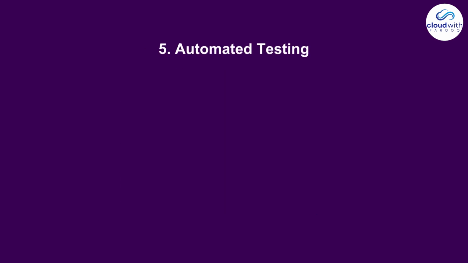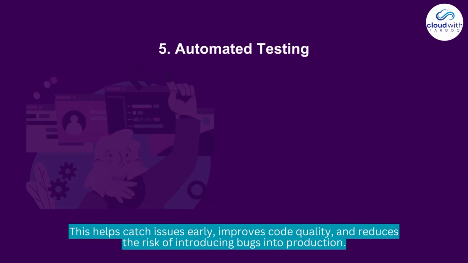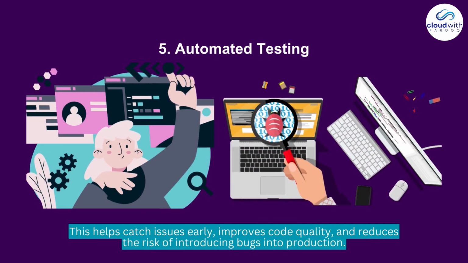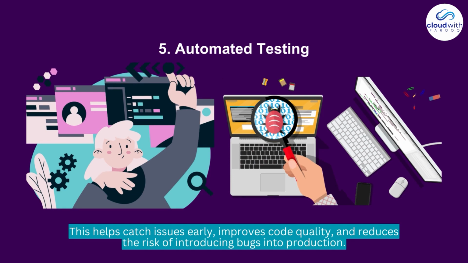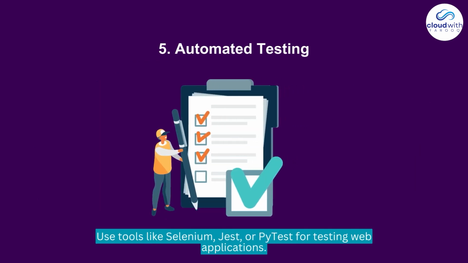Number 5, automated testing. Implement automated testing at different stages of the deployment pipeline. This helps catch issues early, improves code quality, and reduces the risk of introducing bugs into production. Use tools like Selenium, Jest, or PyTest for testing web applications.